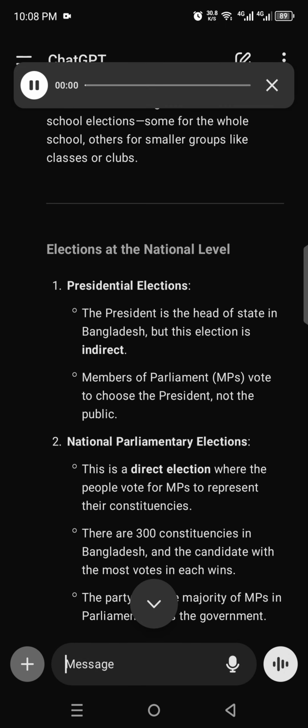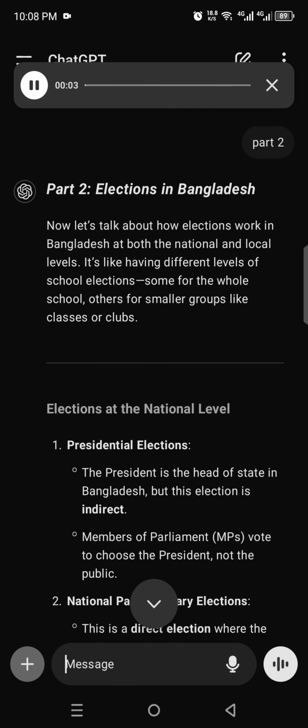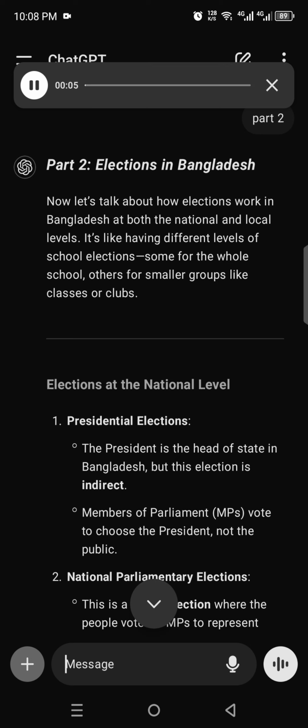Part 2, Elections in Bangladesh. Now let's talk about how elections work in Bangladesh at both the national and local levels. It's like having different levels of school elections, some for the whole school, others for smaller groups like classes or clubs. Elections at the national level.